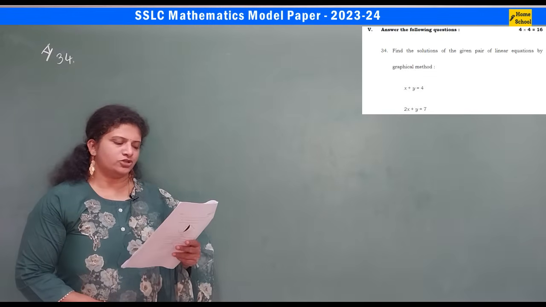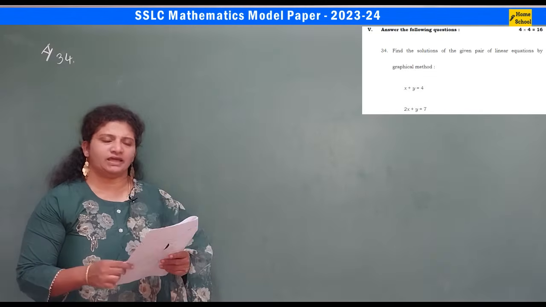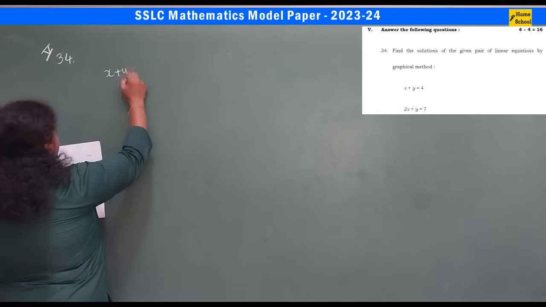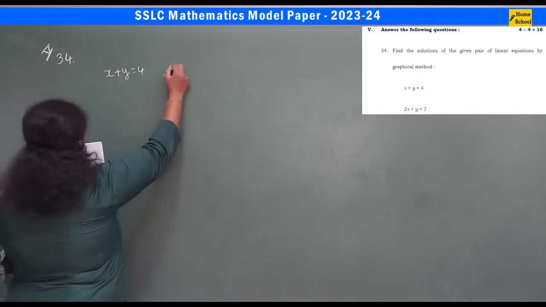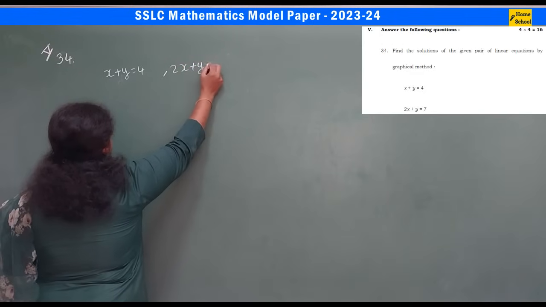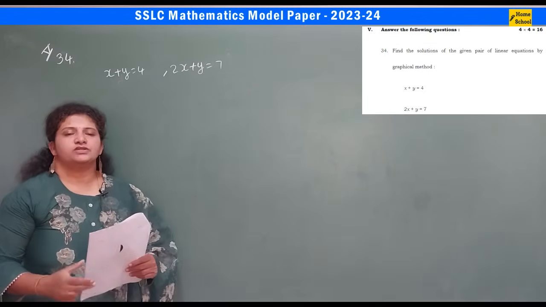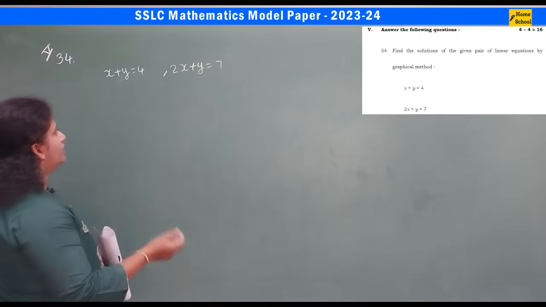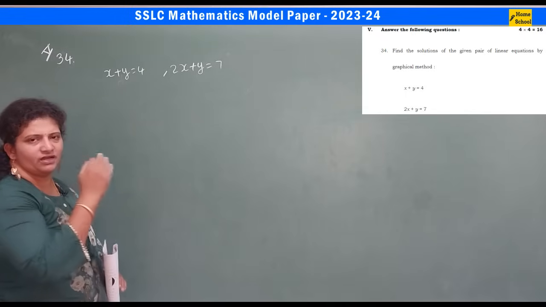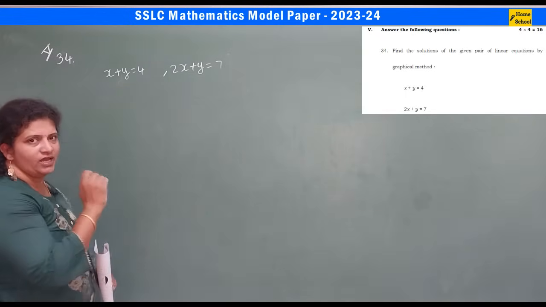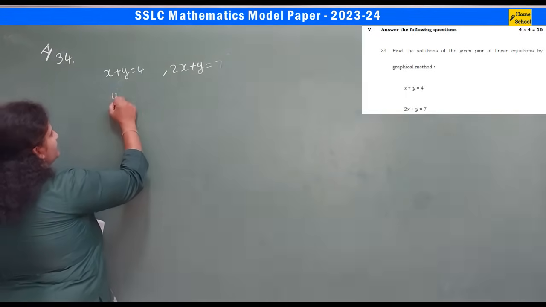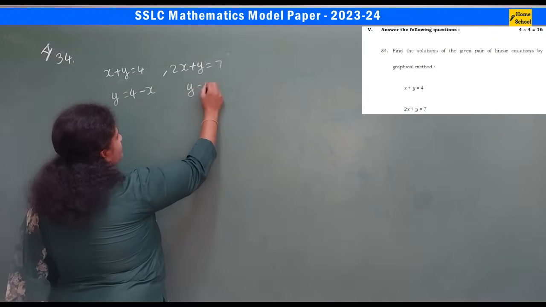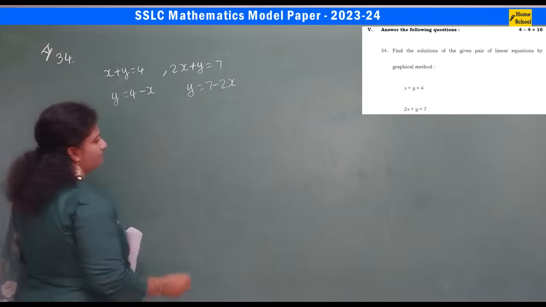34th one. Find the solutions of the given pair of linear equations by graphical method. The equations are x plus y is equal to 4 and another is 2x plus y is equal to 7. Right? Solve this problem on graph sheet. So let me go with the rough method. First consider the 2 equations, mark them 1 and 2. Rearrange the equations in y form. That is y is equal to 4 minus x. And here y is equal to 7 minus 2x.